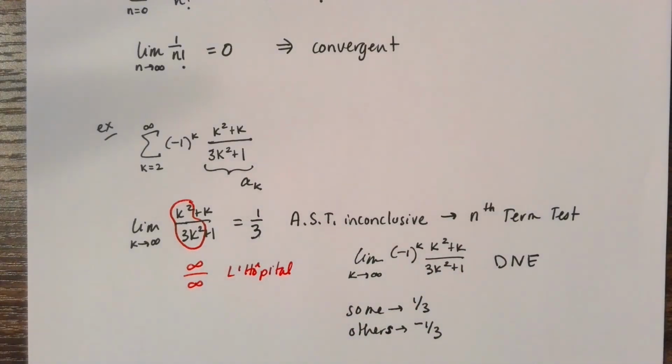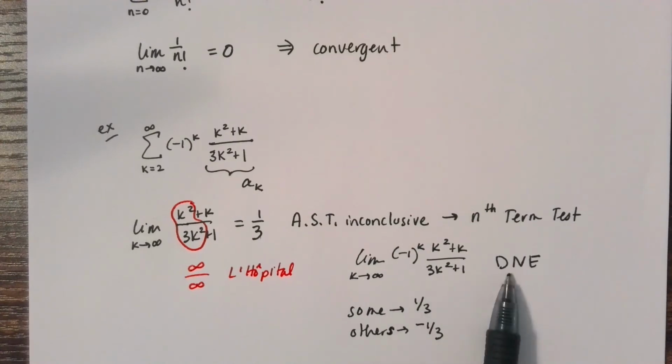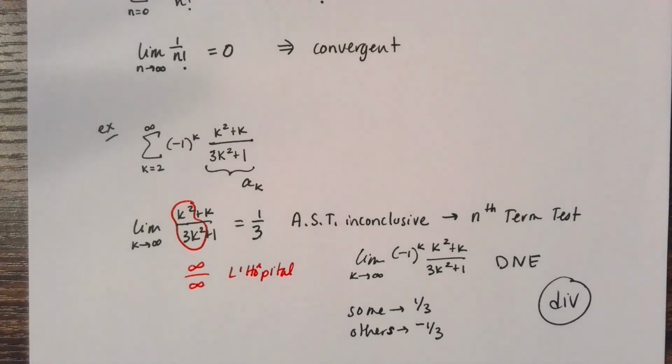Okay, so the nth term test says if that limit isn't 0, which is what we have here, then your series diverges. So we'll conclude diverge by the nth term test. Okay, so that's our last example for the alternating series test. From here, we're going to get a little bit of vocab.